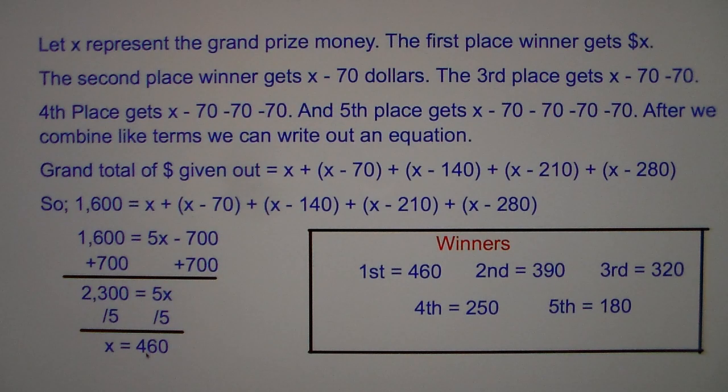So 460 is our grand prize. So 460 goes for first place. 460 minus 70 gets you 390, that will be second place. We subtract another 70 from second place, and we get 320. 320 minus 70 is 250 for the fourth place winner. Minus another 70 gets you 180. That's for the fifth place winner. So a pretty good payout for these prizes here.